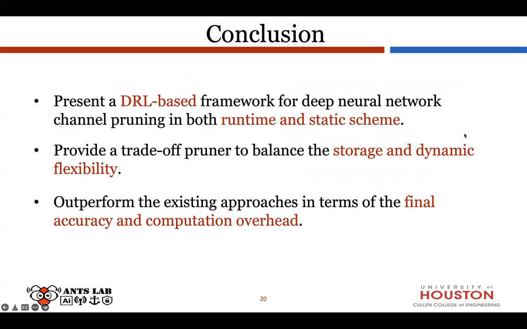Finally, let me conclude this paper. In this paper, they present a deep reinforcement learning based framework for deep neural network pruning at both the runtime and static scale. They provide a trade-off pruner to balance the storage and the dynamic flexibility. And their proposed method outperforms the existing approaches in terms of the final accuracy and the computation overhead.